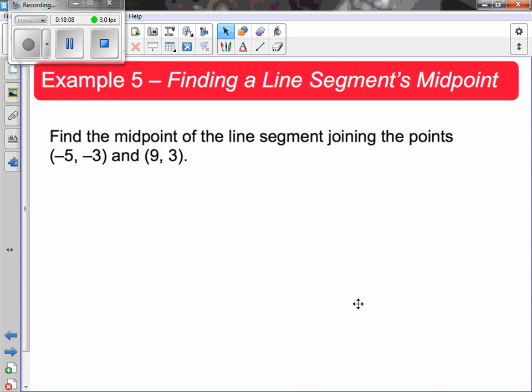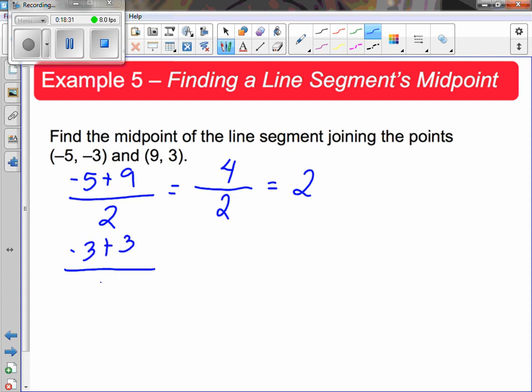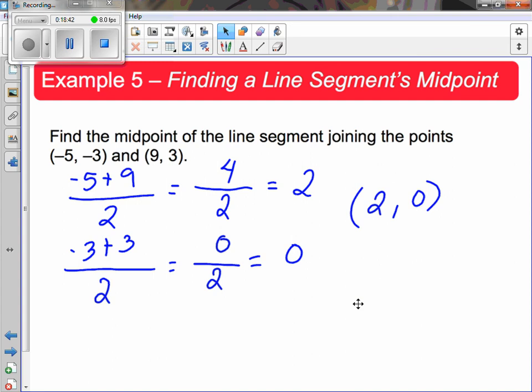Find the midpoint. So to find the midpoint, what are we going to do? We're going to take the 2 x values. Negative 9 plus 5 over 2 gives us the x. How about the y? Over 2. So our midpoint is, that's it. Questions on this here?